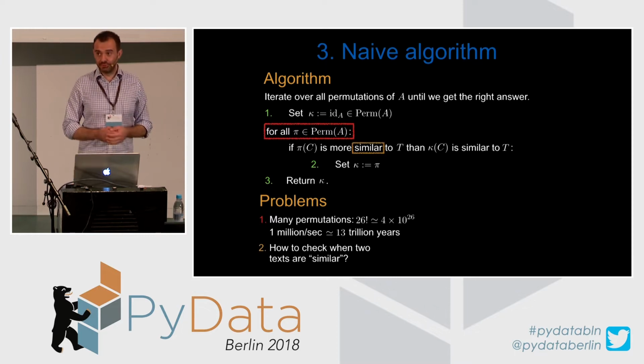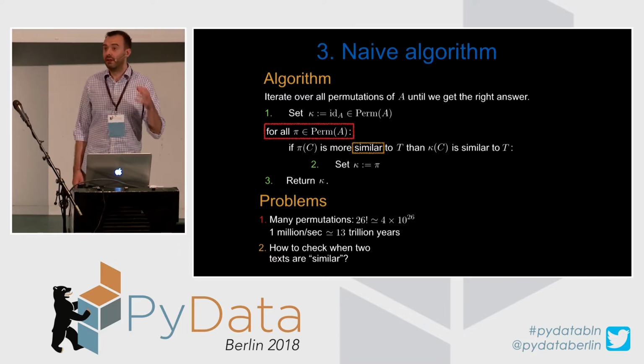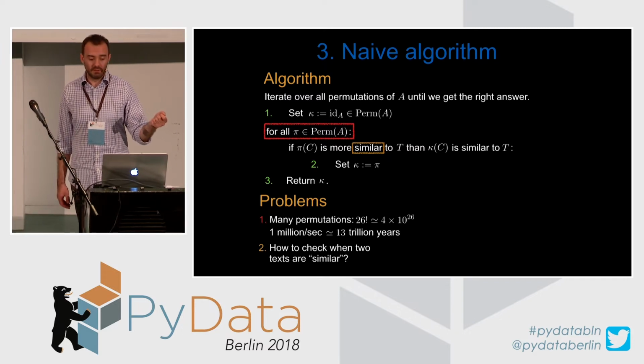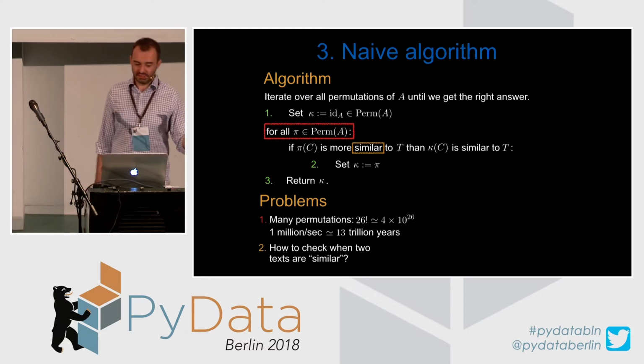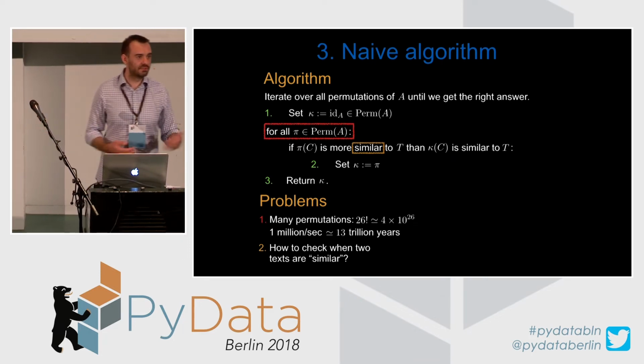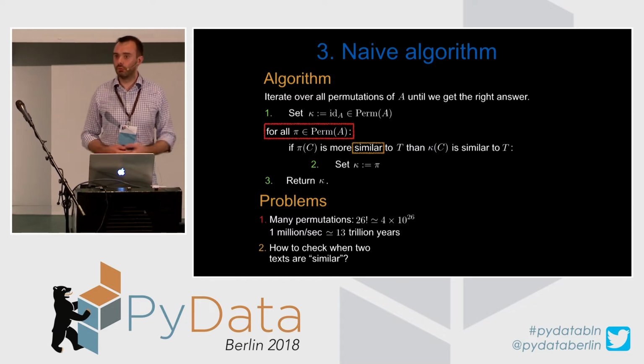So problem number 2 is a semantic one. It's that we don't know what similar means, or rather, we don't know how to tell the computer what 2 similar texts should look like. So these are the 2 major problems with this naive approach. And the rest of my talk will be unpacking solutions to those problems, feeding them back into the algorithm, making it more precise and explaining what that is.